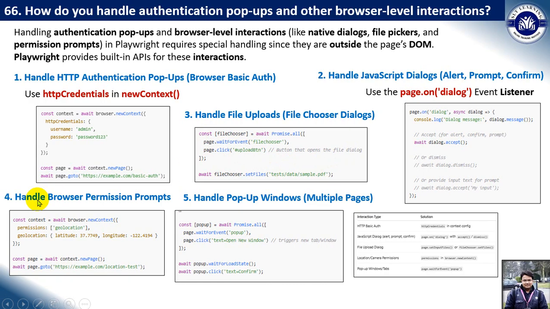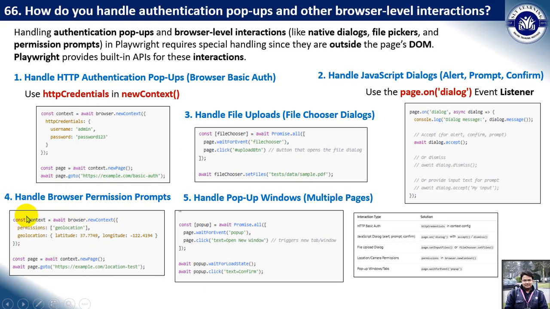Okay, how to handle the browser permission pop-up. For that you can use the permissions, like you can use the context, like over here the HTTP context. In the same way you can use the context where you can provide the permission and geolocation. So both these things you can provide, and you can accept the permission-related browser pop-up. Okay, so permission and geolocation we require.